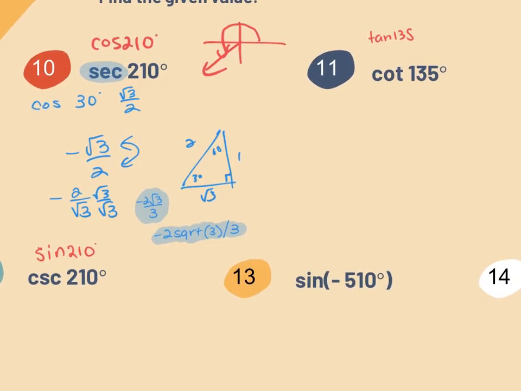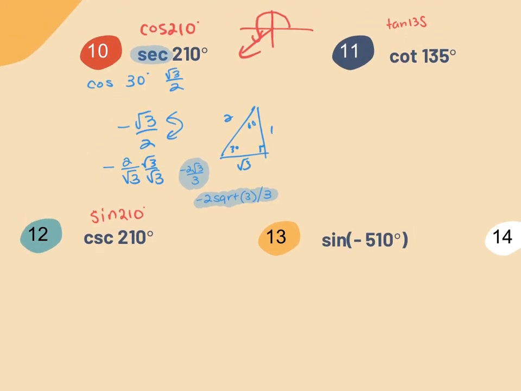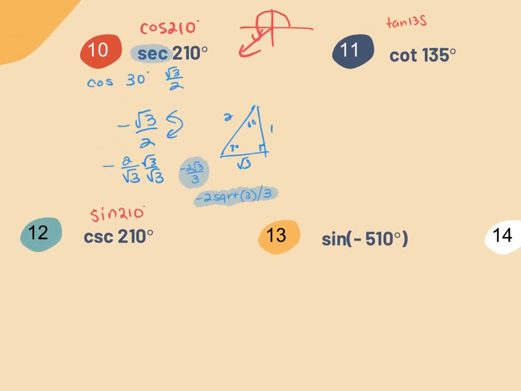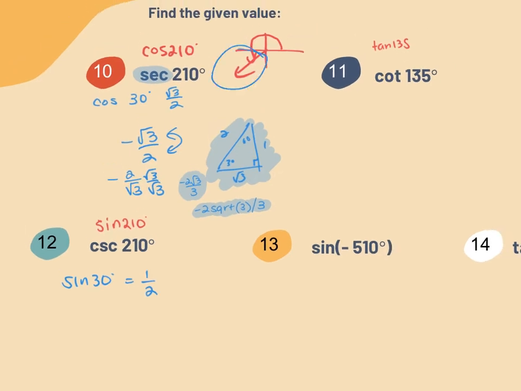All right, let's go straight to 12 because guess what? Same angle, right? 210, but this time I want the sine. So I can still use this triangle. What would be the sine at 30 degrees? 1 over 2. Is sine positive or negative in the third quadrant? Negative. It's negative, so it would be a negative 1/2 for sine. And then because it's cosecant, we would flip it in the end, and it'd be negative 2.